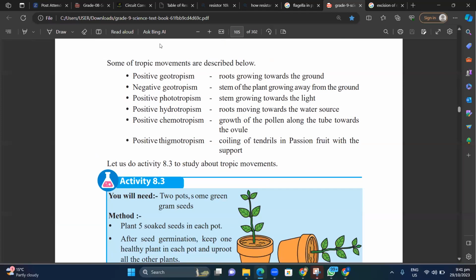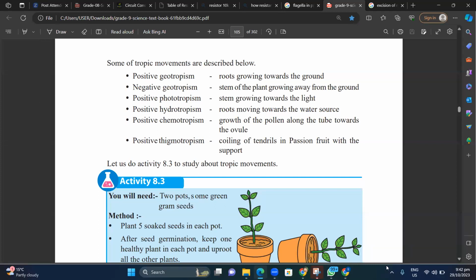Okay, see here, positive geotropism: the root is basically growing towards the ground. Negative geotropism is the stem, which is growing away from the ground, in most cases, right? In some cases the stem is also grounded, but don't think about that, because potato, sweet potato, all these things we have learned in different grades. Some stems are grounded, no? But normally the stem grows away from the ground.